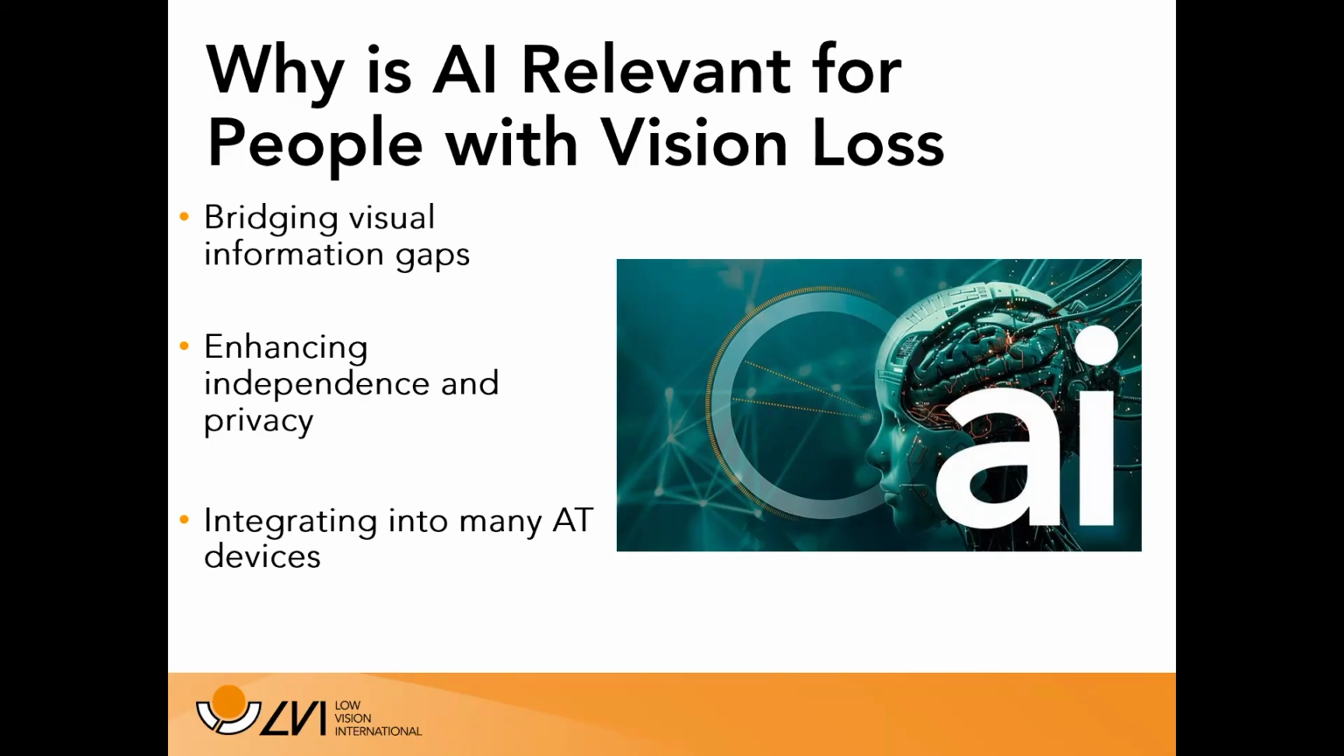Think about all the places you see the printed word. AI can address so many of those, can give access to so many of those. Think about facial recognition, object recognition, scene description, turn by turn navigation and routes, graphic content. So, lots and lots of different ways AI can be used.